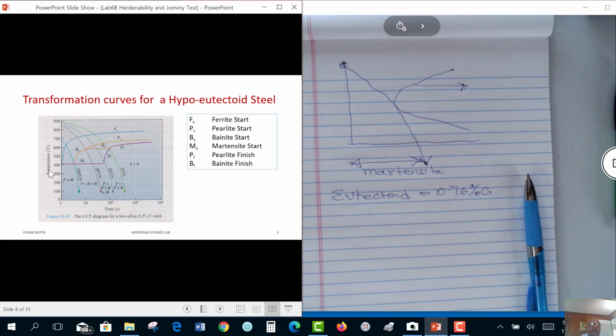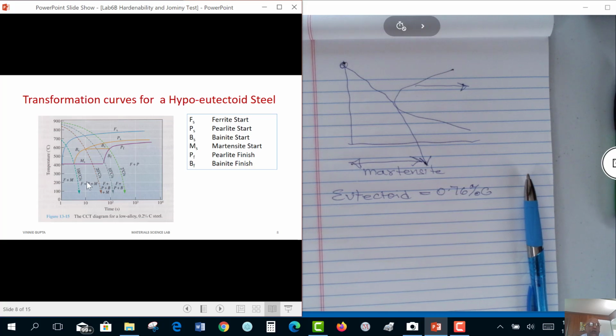So anyway, this blue curve is the ferrite start curve. We have the pearlite start curve, bainite start. This blue is bainite, yellow is bainite start. And then we have, of course, pearlite finish, bainite finish, martensite start temperature, and somewhere here is the martensite finish temperature. So we have a number of critical cooling rates. The first critical cooling rate just misses the bainite start curve. So in this region, we will form ferrite plus martensite.